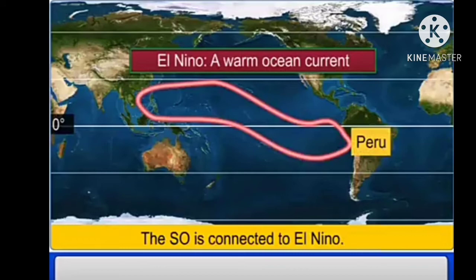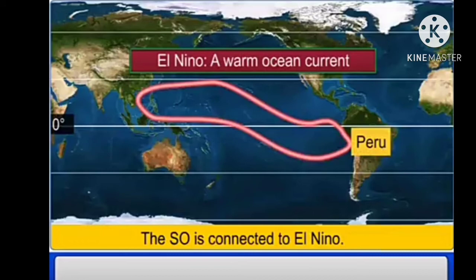The changes in the pressure conditions are connected to the El Nino. So the Southern Oscillation is connected to the El Nino. Hence, the phenomenon is referred to as El Nino Southern Oscillation. So what is El Nino Southern Oscillation?